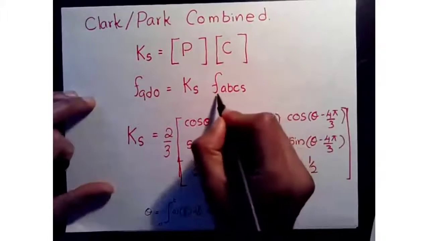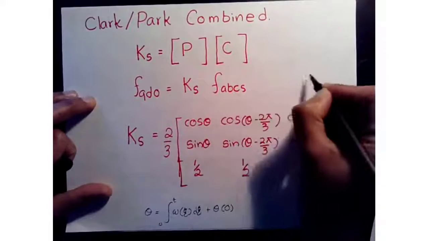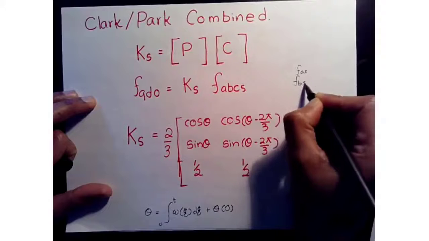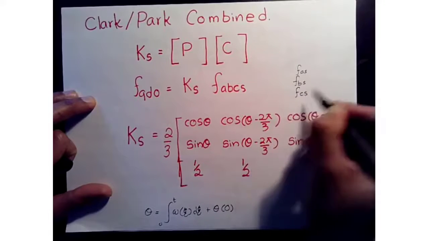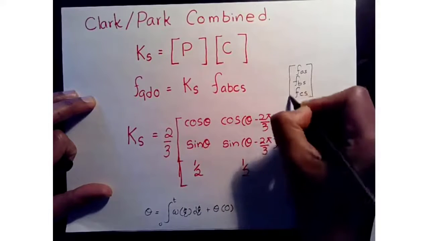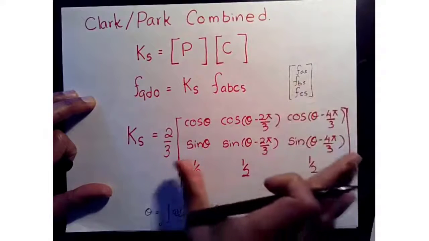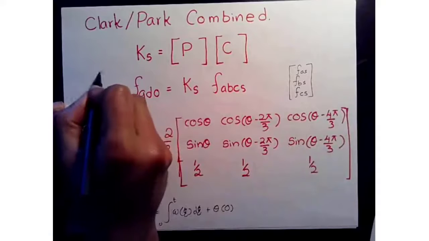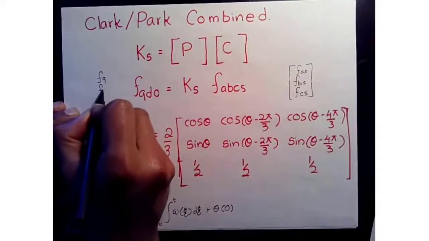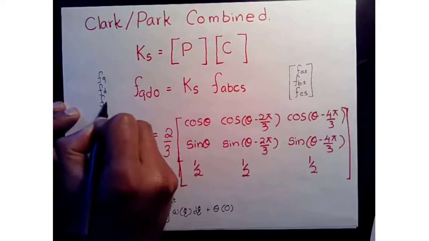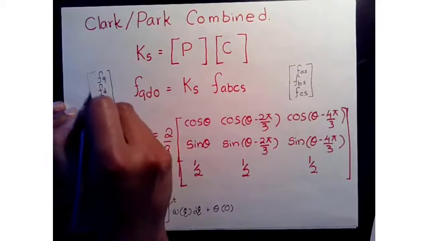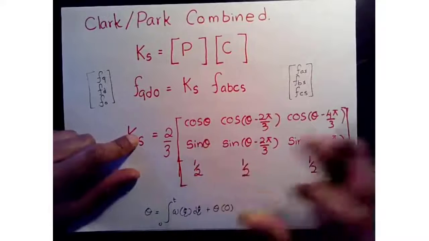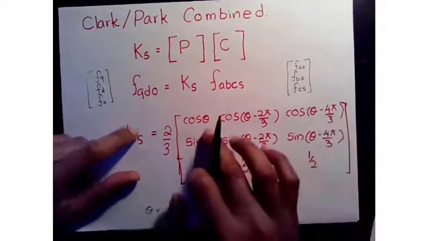Okay, and then FABCS, this is FAS, FBS, and FCS. This is a vector, right? That vector gets multiplied with KS, which results in FQ, FD, and F0. All right. Now, what is this theta now? For our transformation, what is that theta?